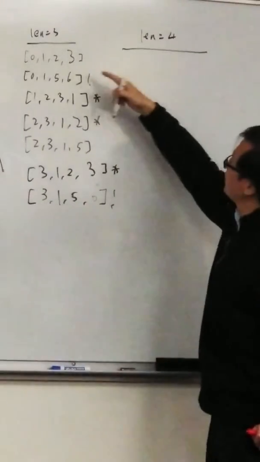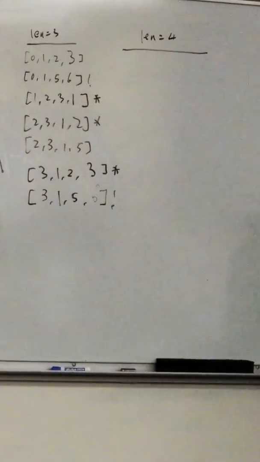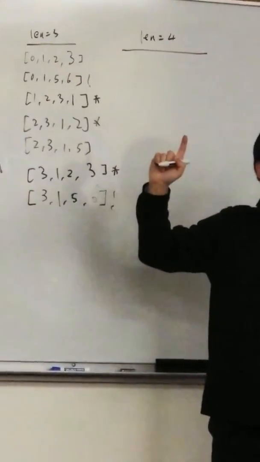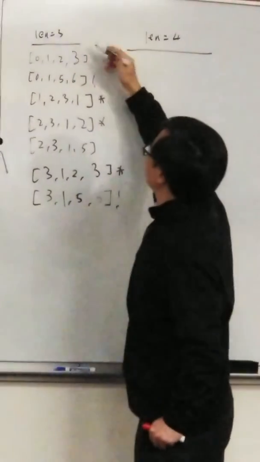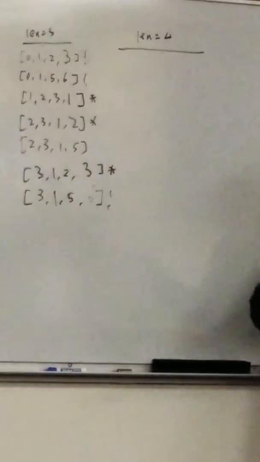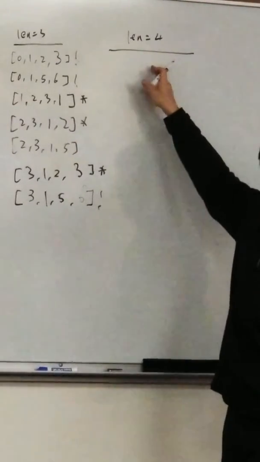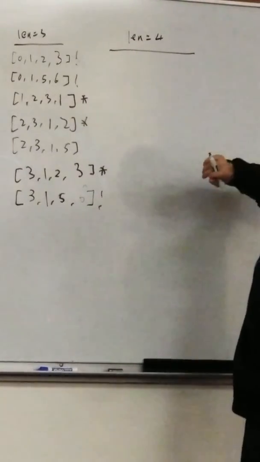Look at the first one, 0, 1, 2, 3. The only possible extension is what? Is 1, and that's going to make an internal loop. So I'm going to use an exclamation mark. It cannot be extended. It's not a loop, but it cannot be extended. If you're not going to have another, you cannot extend this to a simple path.